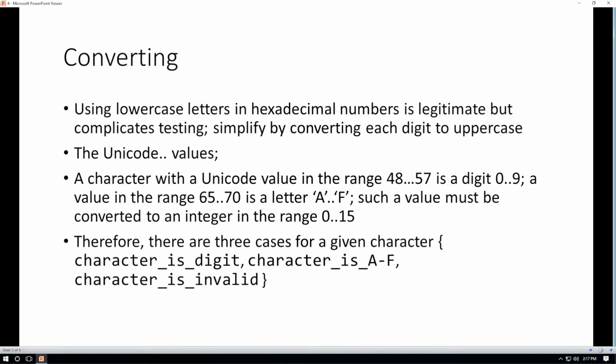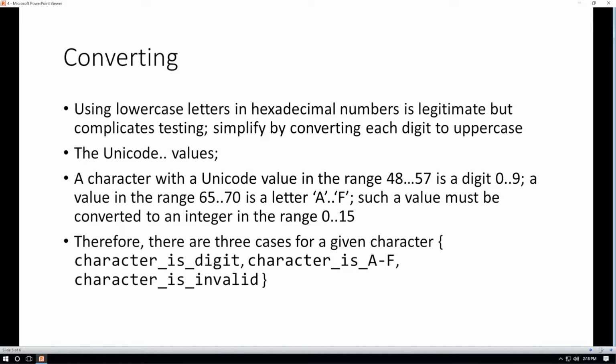The code converted hexadecimal digits to uppercase. For programming, it's easier to convert them all to one case. That'll simplify testing. The normal digits, 0 to 9, will not change, but the letters A through F will change. But in the end, we will have 0 through 9 and A through F capital.